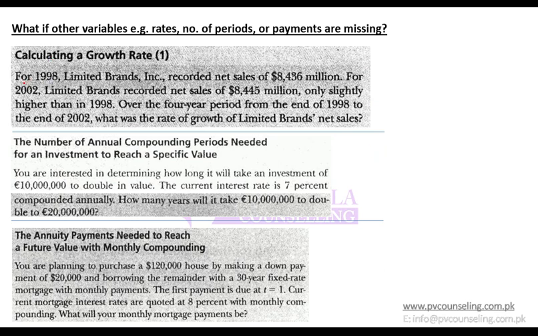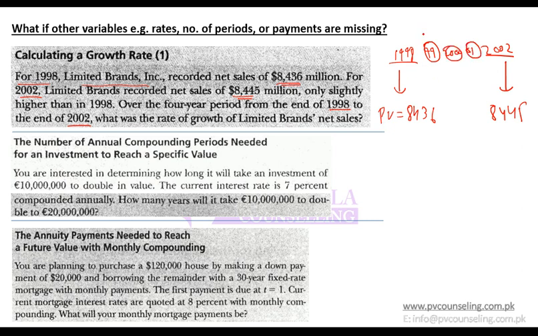So for example, for 1998, Limited Brands Inc. recorded net sales of 8436. If you are standing today at 1998, your present value is 8436. For 2002, Limited Brands recorded net sales of 8445, only slightly higher than 1998. Over the 4 periods from 1998 to 2002, there are 4 periods: 1999 will be first, then 2000, then 2001, and then 2002. So 1, 2, 3, 4. 1998 is t equals 0.